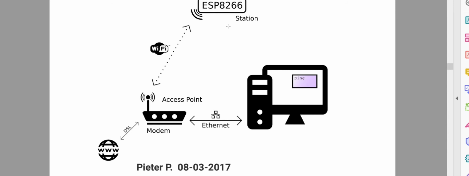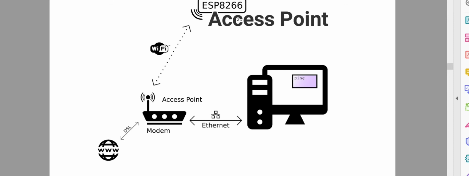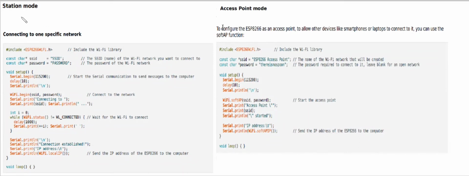The ESP8266 device can be converted into an access point just like the modem. So therefore, it can also provide Internet to other devices. Let's go back to this comparison of code.